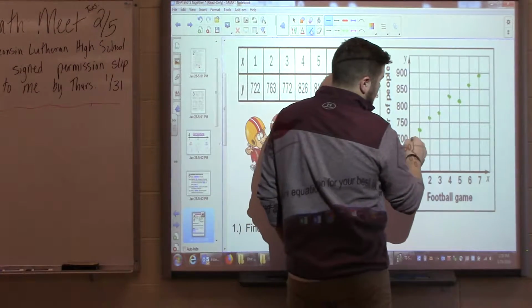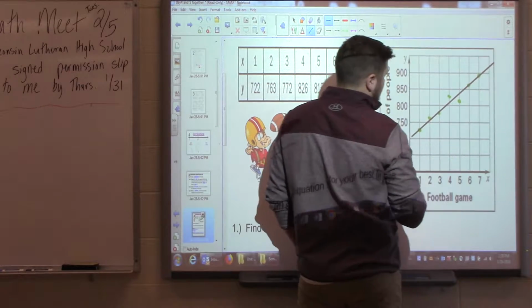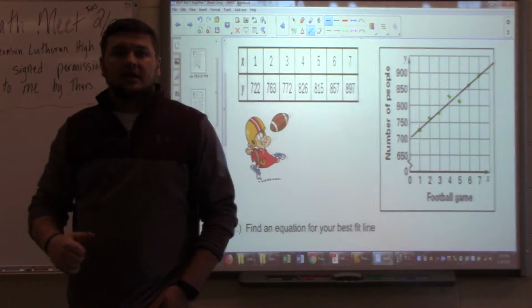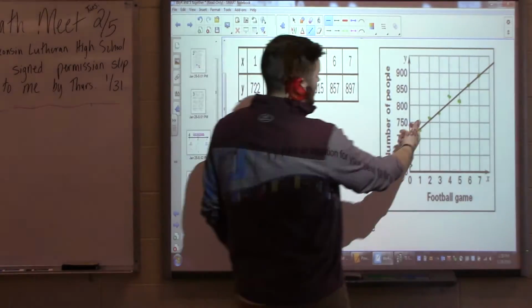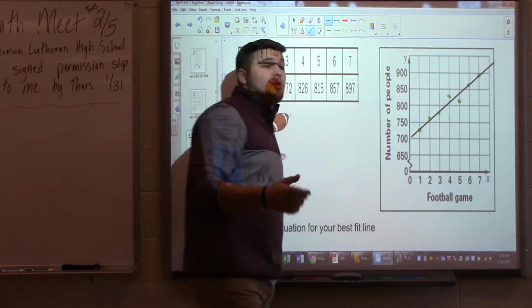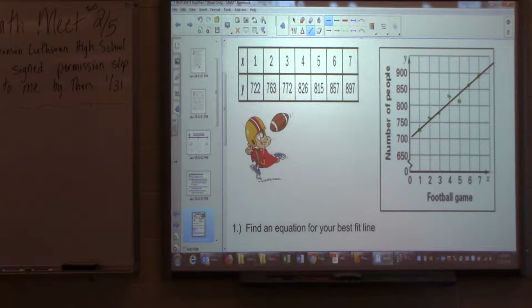I'm going to go through right about there. I want to look at that line, make sure I like my line, make sure I go through 2 nice points at least, make sure I have about the same amount of points on top as I have below the line, about 1, 2 above, 1, 2 below, and I go through about 3 points, right? I'm trying to find the line that best fits the data I just plotted.